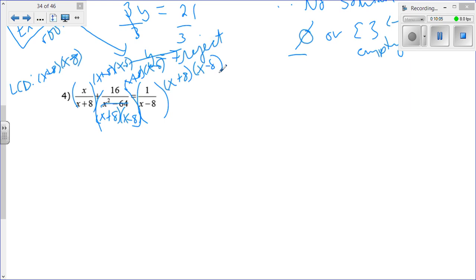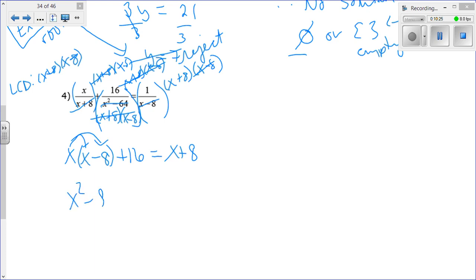All right, so now that I have that all written, my first fraction, the x plus 8's go away, so I have x times x minus 8. And the second fraction, everything goes, so it's plus 16 equals, and the last fraction, the x minus 8's go, so I have x plus 8. So we need to distribute. X squared minus 8x plus 16 equals x plus 8.